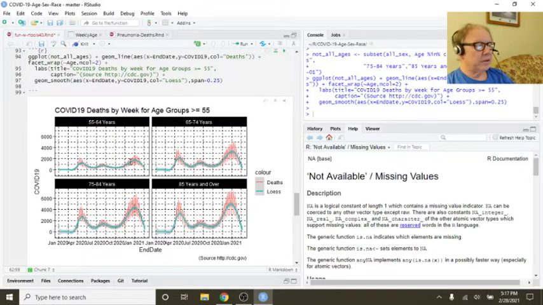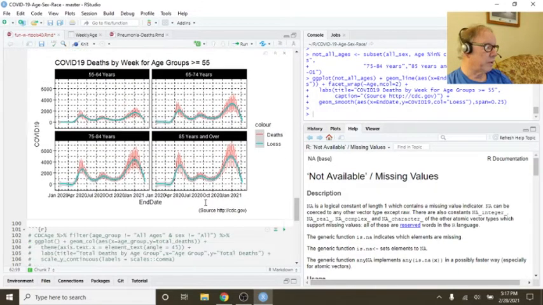Now when you look here, you can see 65 to 74 and 65 to 85 are all showing a decline. Okay? They're all showing a decline. It's hard to say, maybe as of February, they started declining in February.